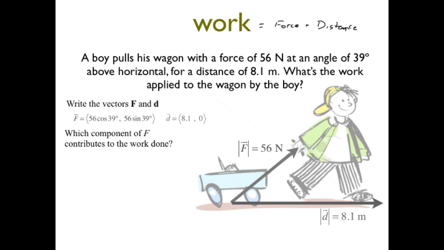Okay, so all of the work that's done is going to be because of the horizontal part of the force. The vertical part of the force isn't going to contribute to the work done at all. So if we use our force times distance equation, we can calculate the work. Force is how much force? 56 cosine 39. Distance traveled? 8.1. So only the horizontal component contributes. Calculating the work done, force times distance, would be 56 cos 39 times 8.1. And that turns out to be 352.5 joules, or Newton meters.